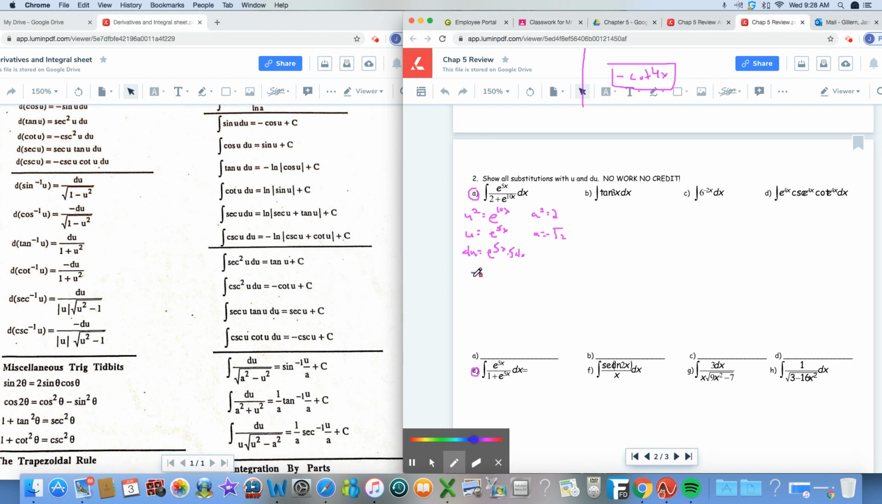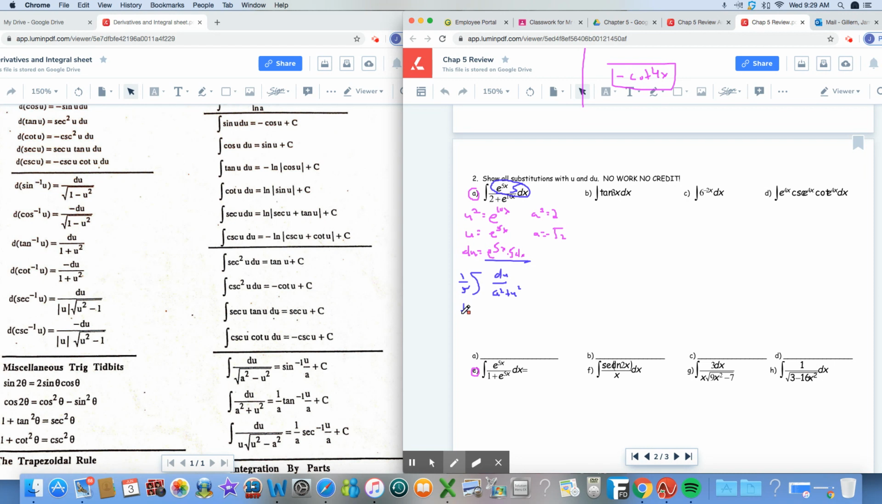So I need all of du in there, right? Du's got to be my top thing. I have e to the 5x. I'm missing a 5 up here, which means I'm going to put a 1/5 on the outside. So now I have, that's du. Well, what's 2? 2 is my a squared. e to the 10x is my u squared. So I now have this, and I just follow directions.